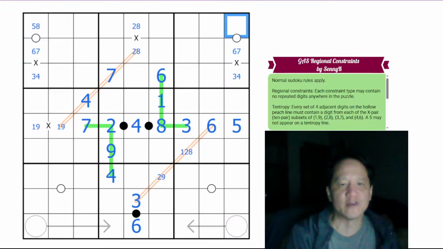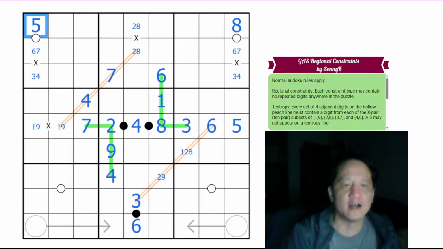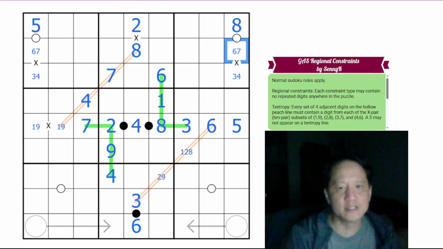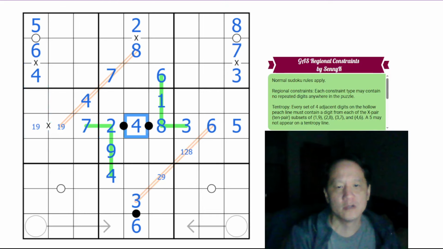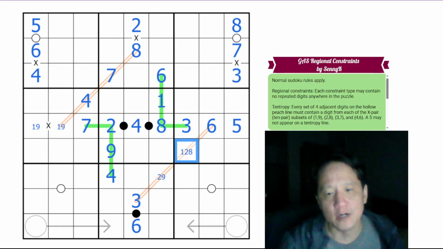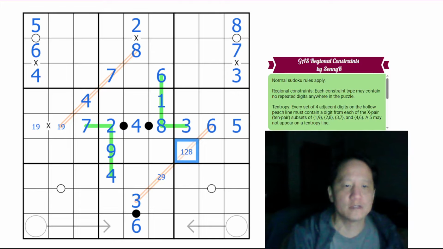And this must be 5 or 8. And it cannot be 5 because of 5 in the column. So this is 8, which makes this 5. This 8 eliminates 8 here, so that's 2, which makes this 8. 8's only consecutive with 7 out of 6 or 7, so this is 7, 3, which makes this 6 and 4. 8 cannot be on the tentropy line because of regional constraints, so this can't be 8.